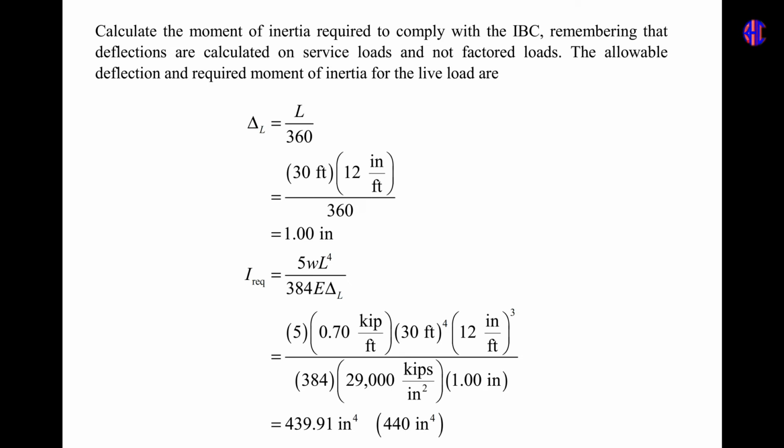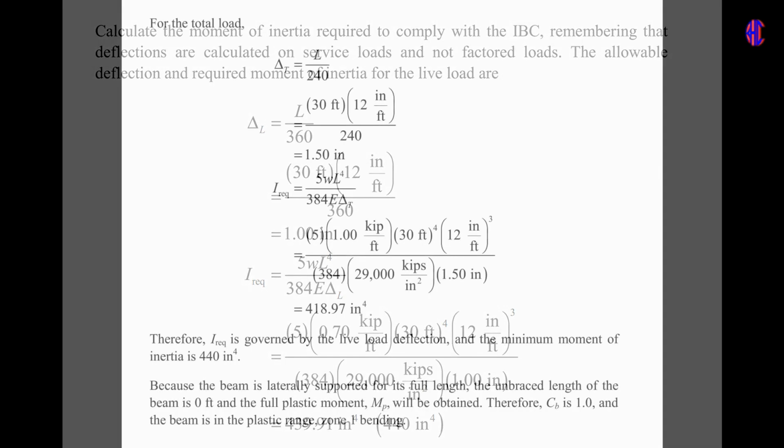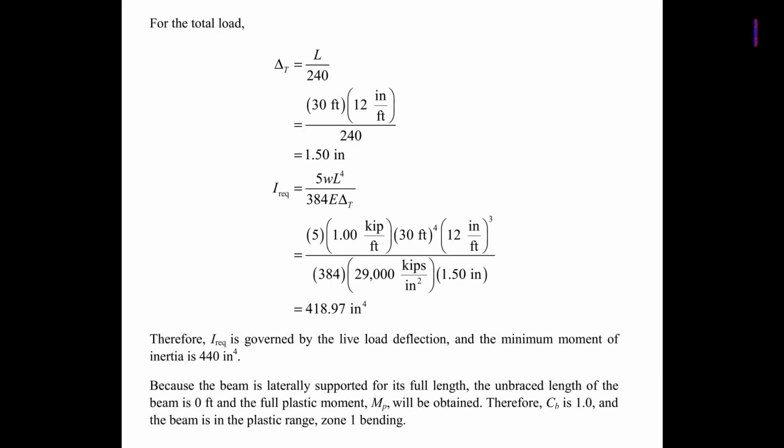And for the moment of inertia, this is equal to 5 times the allowable load times L to the fourth, over the product of 384 times the modulus of elasticity E and the service load deflection. For the total load, the deflection is equal to the clear span length of beam over 240, and this is equal to 1.5 inches. And for the moment of inertia, this is equal to 5 times the allowable load times L to the fourth, over the product of 384 times the modulus of elasticity E and the total load deflection. Therefore, I required is governed by the live load deflection, and the minimum moment of inertia is 440 inches to the fourth.